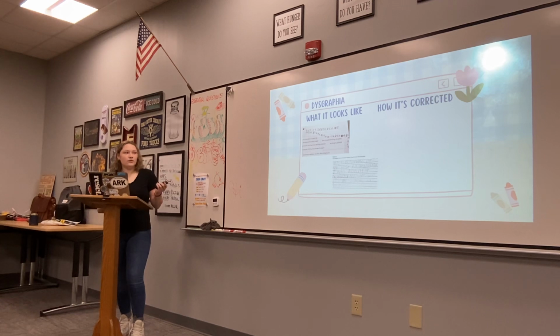Writing is actually painful for a child with dysgraphia because oftentimes they hold their pencils in a weird way. So oftentimes kids with dysgraphia have pencil grips. The second one is an example of a second grade student's best handwriting with dysgraphia. And oftentimes when they're younger, dysgraphia is helped or corrected by tracing letters and tracing words.